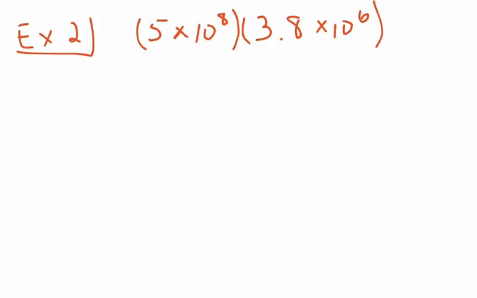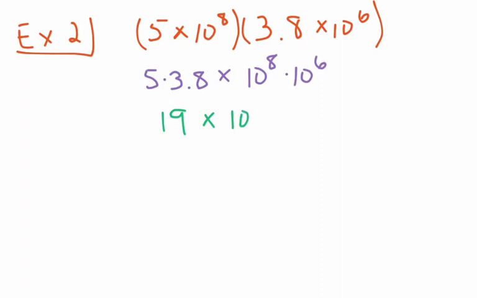For our next example, we have 5 times 10 to the 8th being multiplied by 3.8 times 10 to the 6th. I'm going to rearrange the order in which everything's being multiplied together. So I have 5 times 3.8, multiplied by 10 to the 8th times 10 to the 6th. Now I have to do some multiplication. When I multiply 5 times 3.8, I get 19 exactly, times 10. Now 8 plus 6, I add my exponents here. 8 plus 6 is going to give me 14.